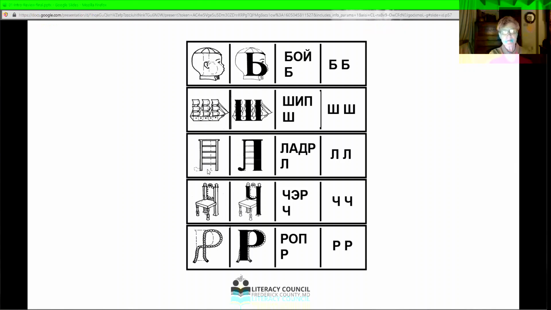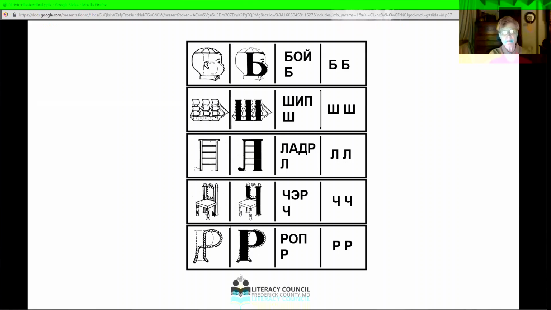And this is a ladder. Say ladder. Ladder. This looks like a ladder. Say ladder. Ladder. This is the word ladder. Read ladder. Ladder. Ladder begins with the sound l. Say l. Again. Good.